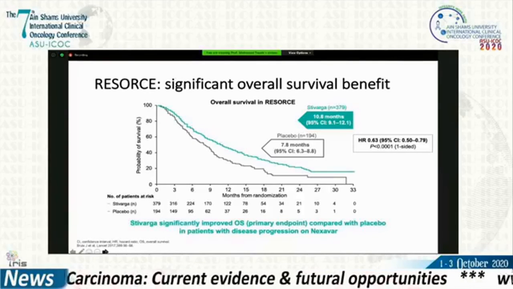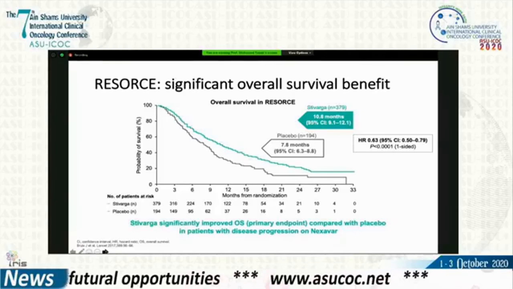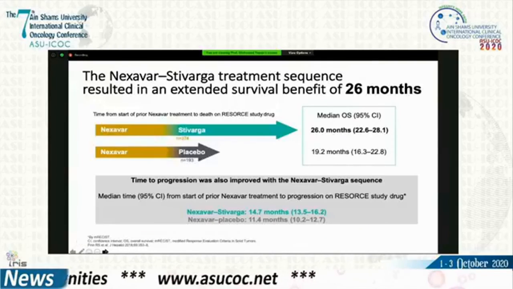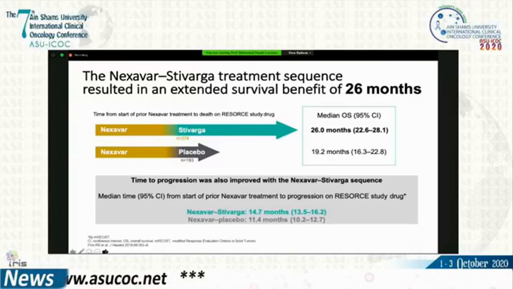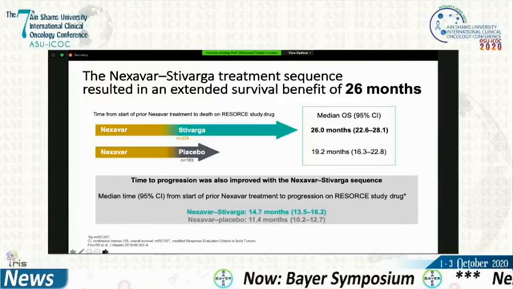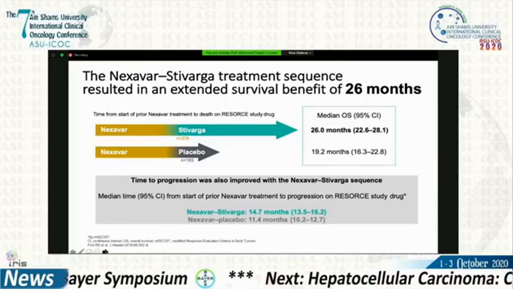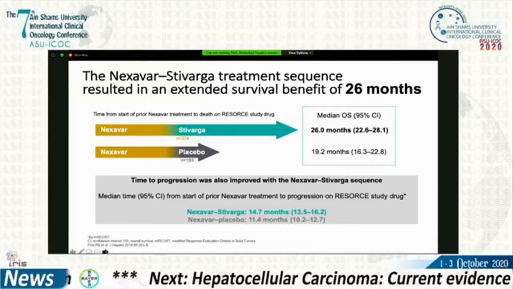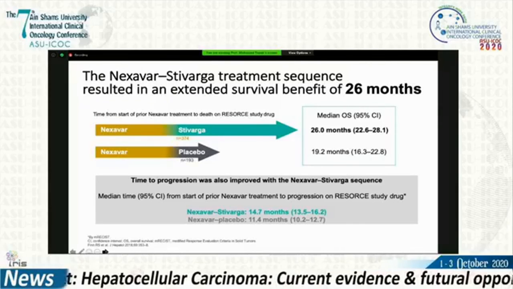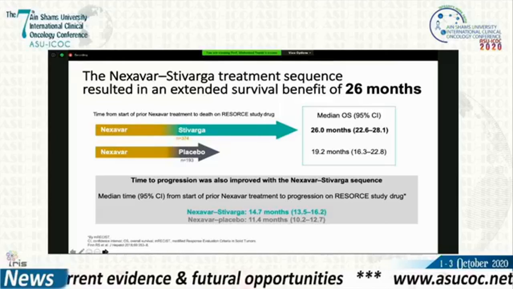As we see here, the overall survival was 10.6 versus 7.8 for placebo, which is highly significant. And what is very important is that the sequencing of Nexavar and Stivarga achieved a median overall survival of 26 months versus Nexavar placebo 19.2, which is the highest sequence of a TKI in HCC. For the first time, we can achieve over 2 years in HCC through adding Nexavar to Stivarga in first line and second line.